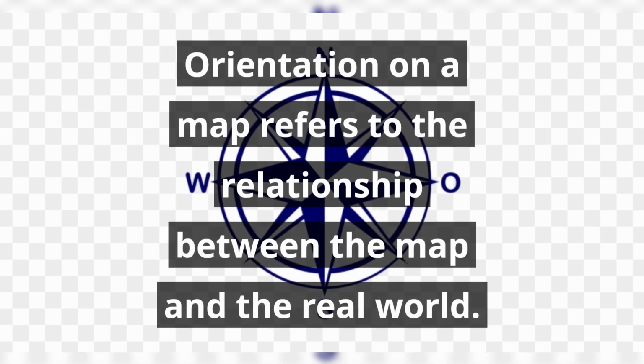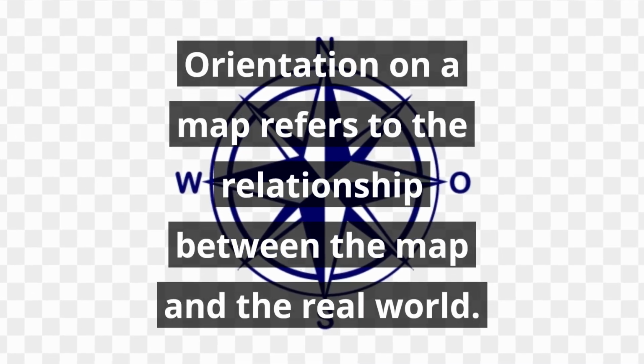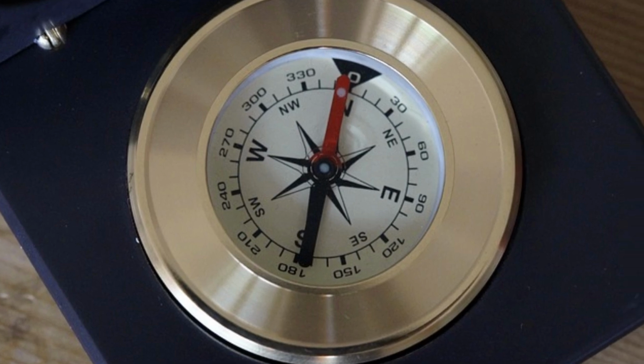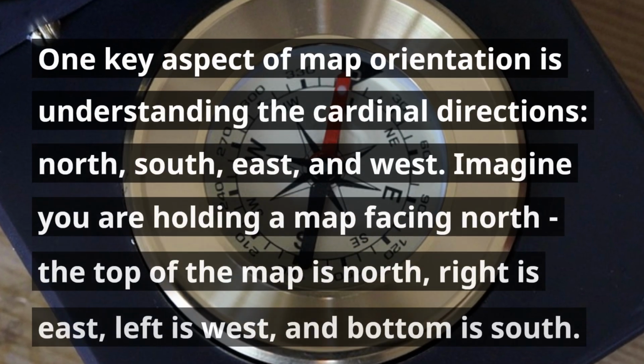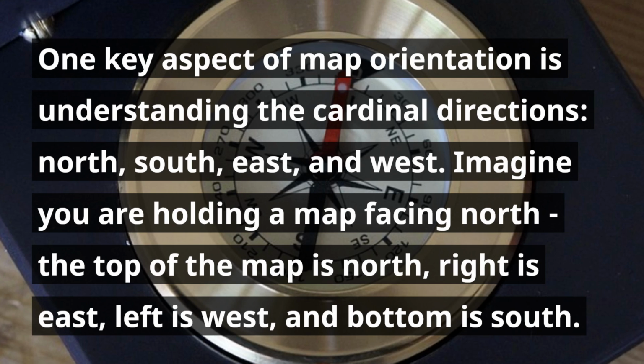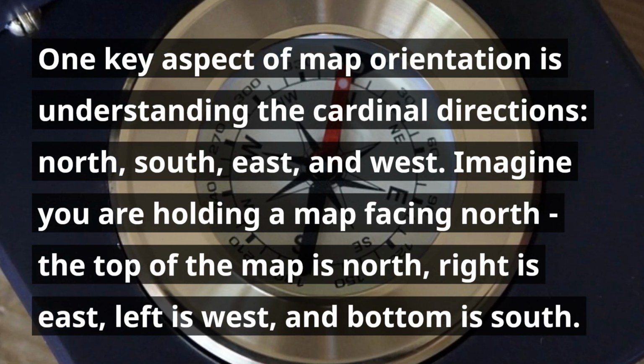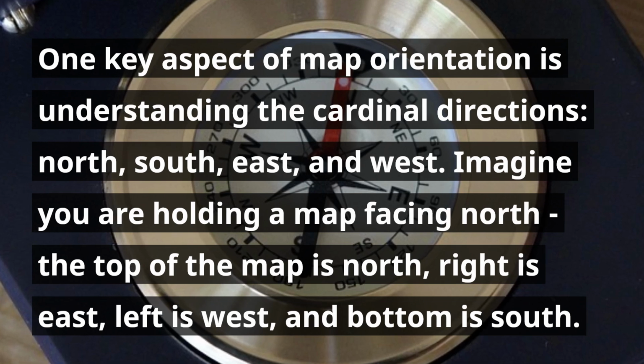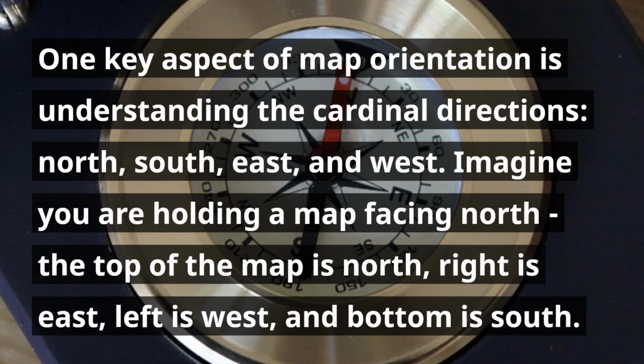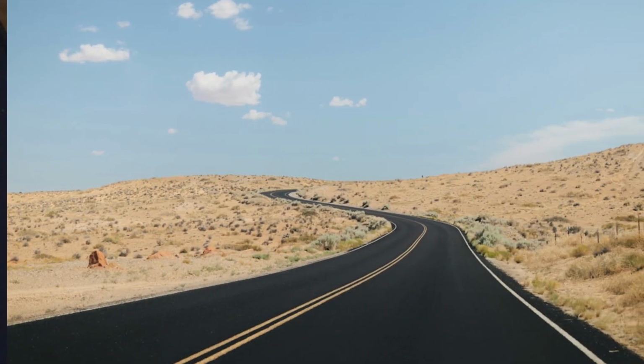Orientation on a map refers to the relationship between the map and the real world. One key aspect of map orientation is understanding the cardinal directions: north, south, east, and west. Imagine you are holding a map facing north. The top of the map is north, right is east, left is west, and bottom is south.